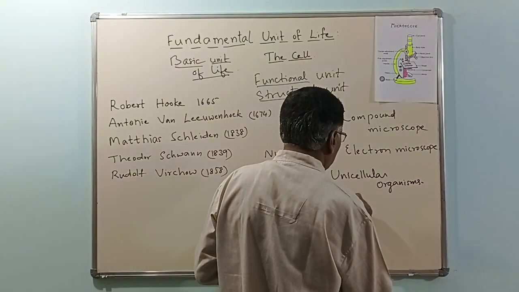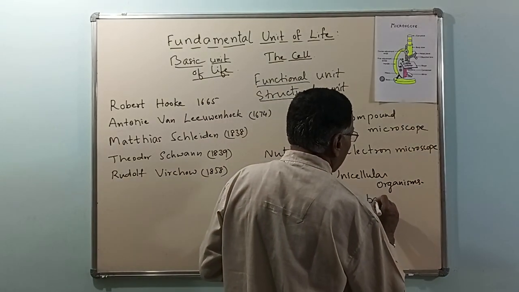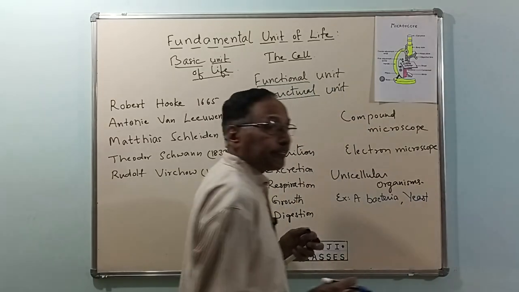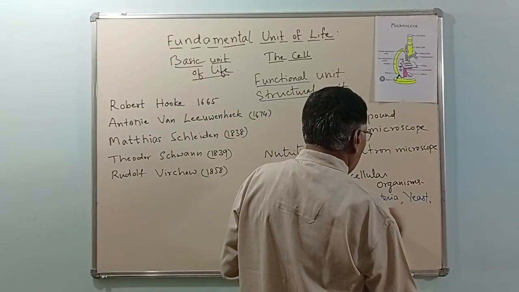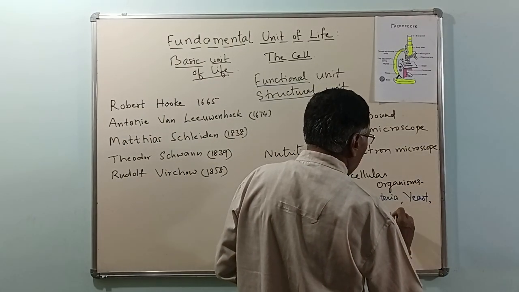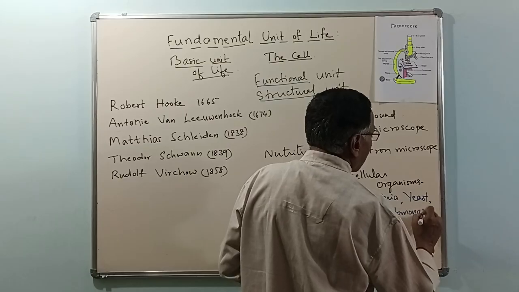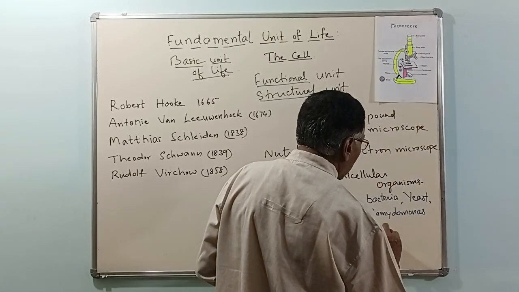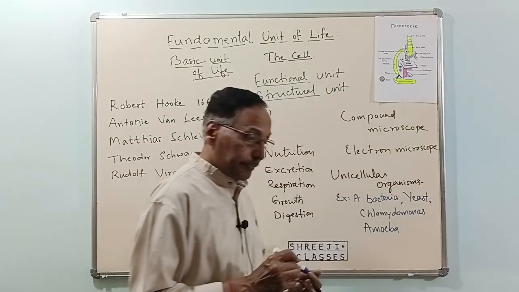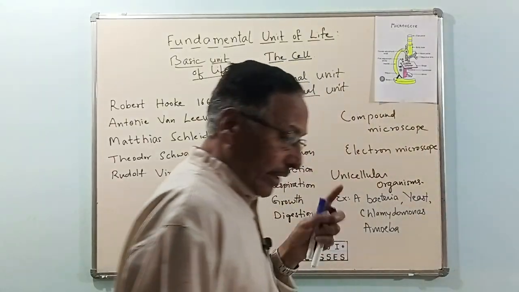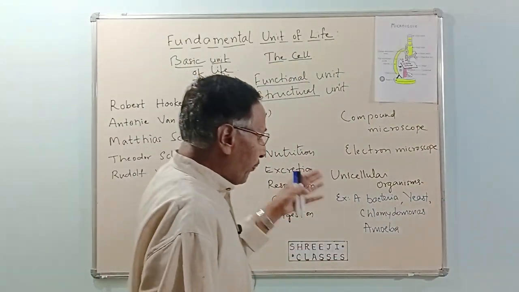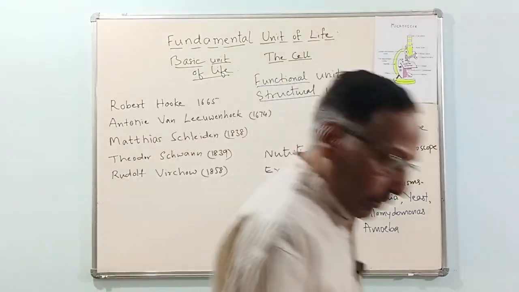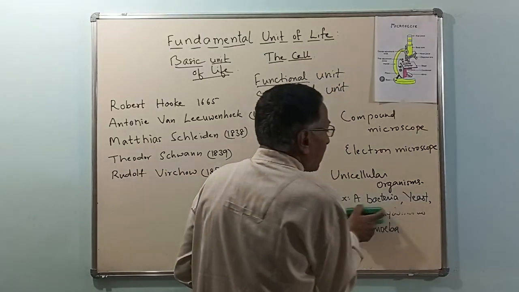Example, a bacterial cell, or a yeast, or a chlamydomonas. All these are examples, or you can give the example of amoeba. All these organisms are performing the activities by a single cell. Alright? Best examples, you can remember these.